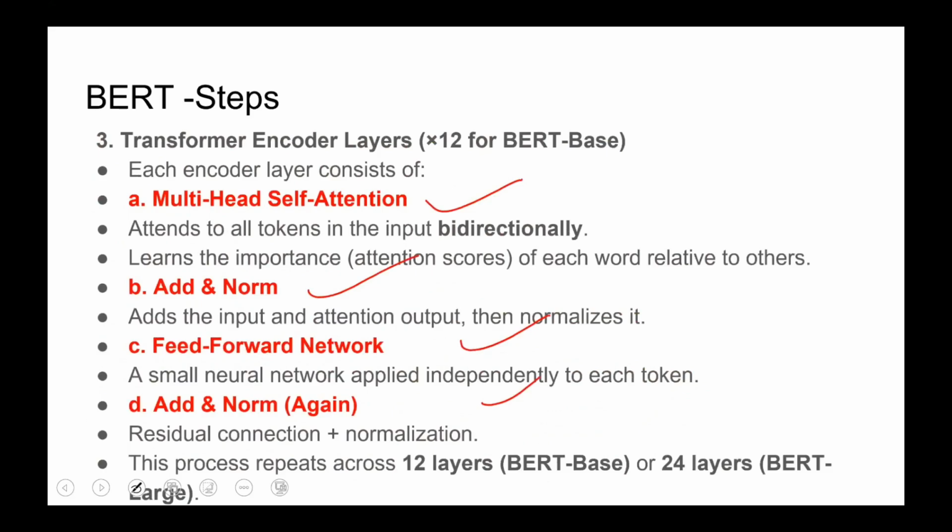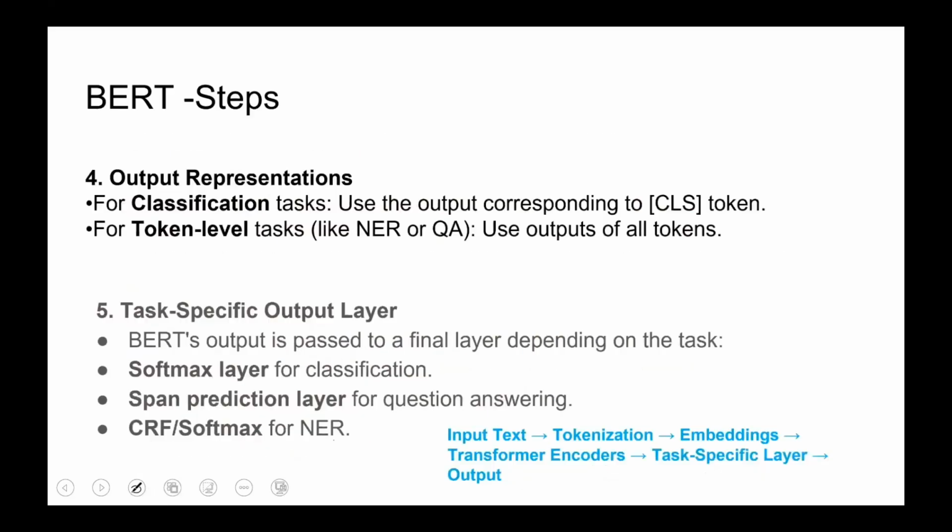It depends upon us whether we want to go for a base model or a large model. Once that is done, then the output representation: for classification tasks, use the output corresponding to the CLS token, and for token level tasks, use the outputs of all the tokens. So in general, this is my flowchart: tokenization, embeddings, transformer encoders, and the task specific layer.